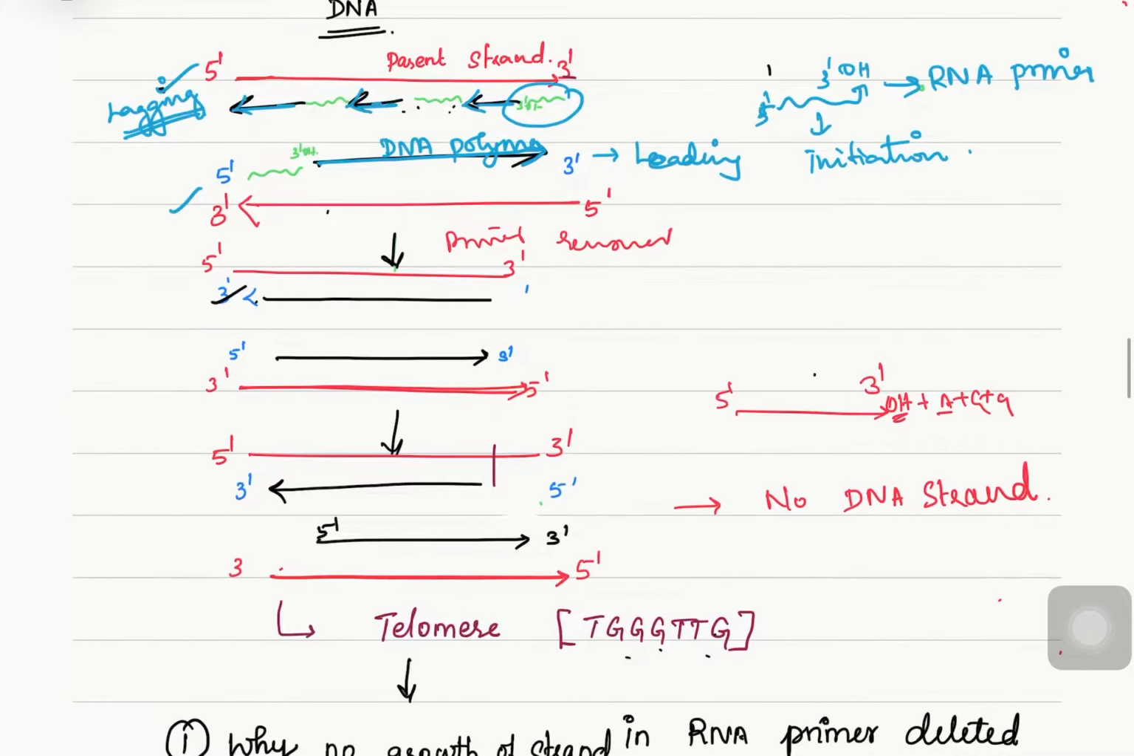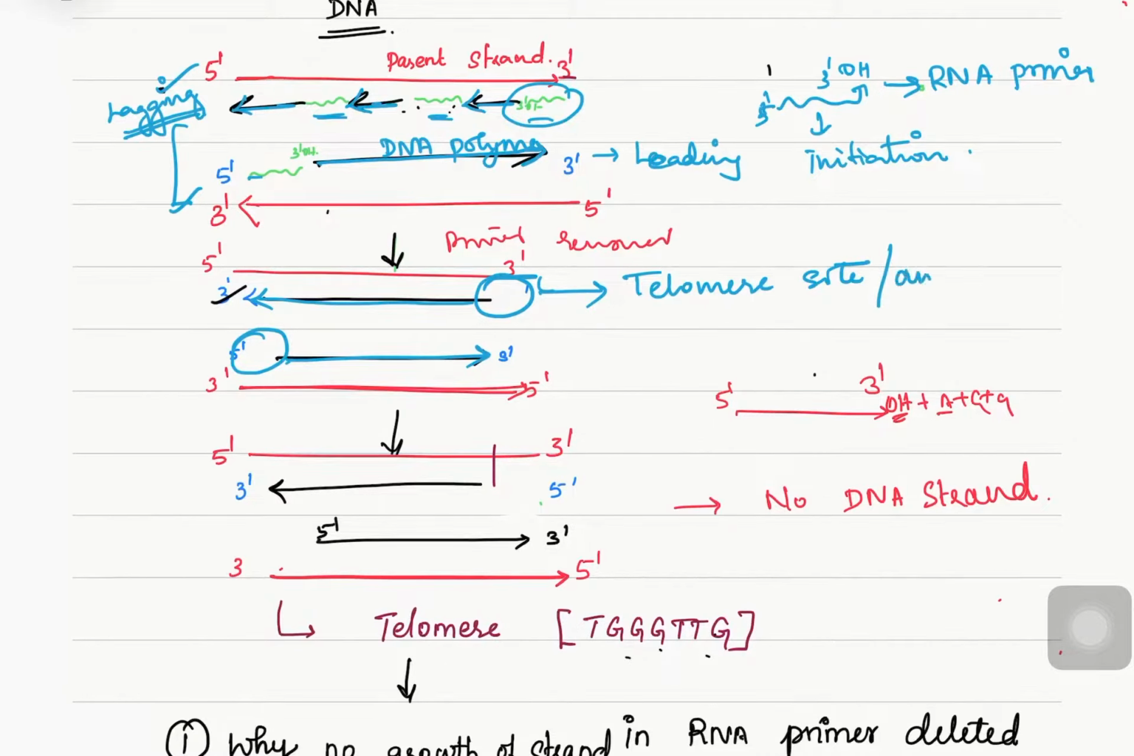And next, once it is done, what will it do? The primer which is present will be removed. So there won't be any primer and our strand synthesis will be complete. But there will be some space at its initiation site. Whichever RNA primer has been attached, once it is removed, that space will be there. So what is the name of this place, or what is the name of this strand in the parent strand? It is called the telomere site.